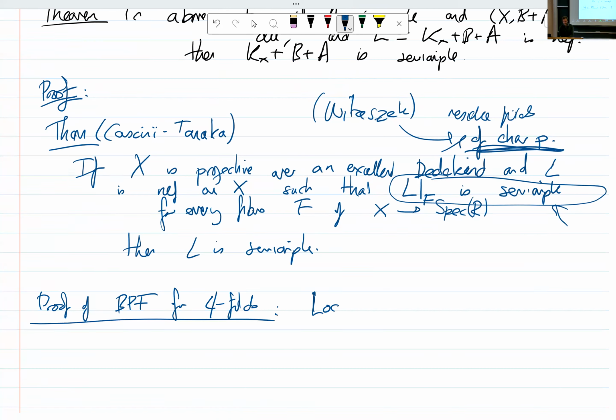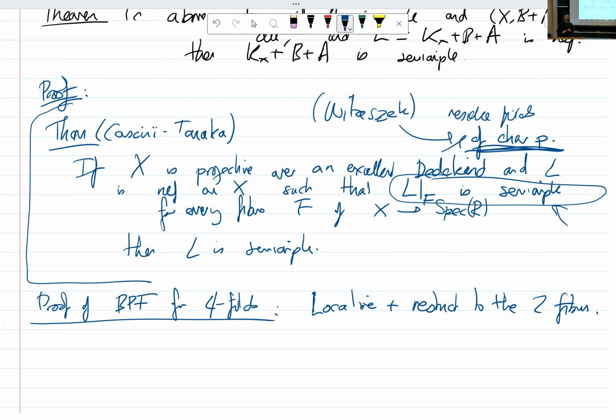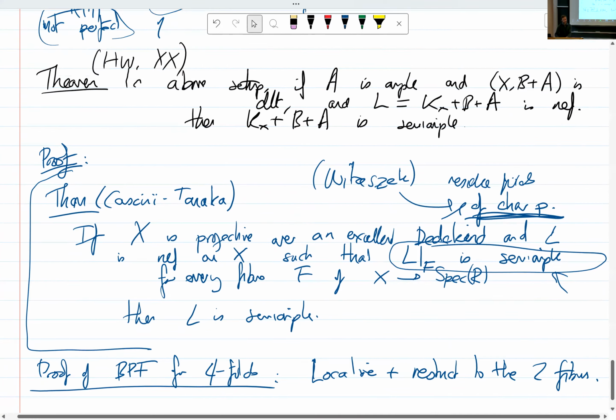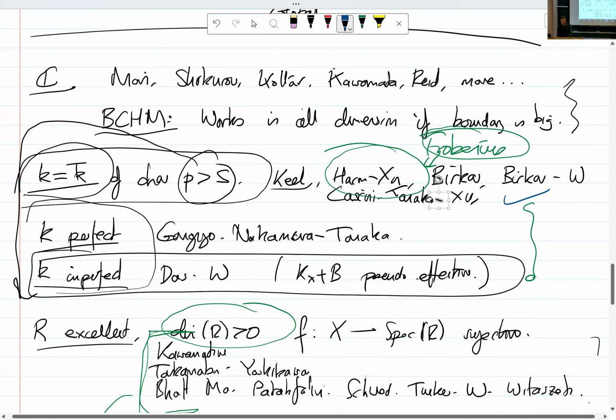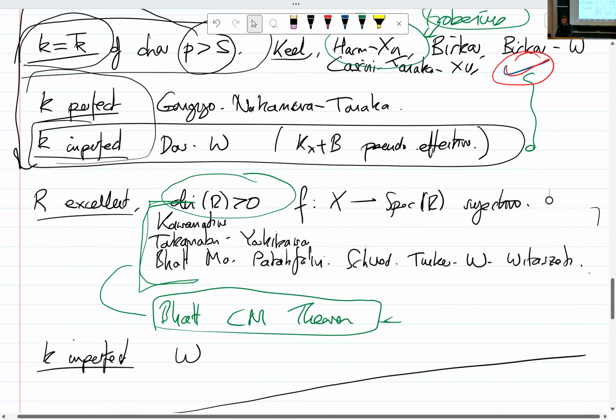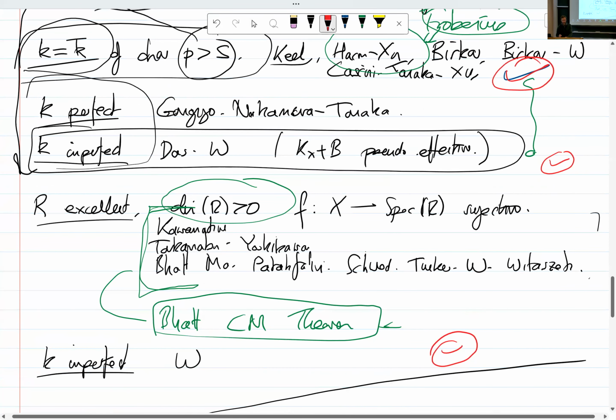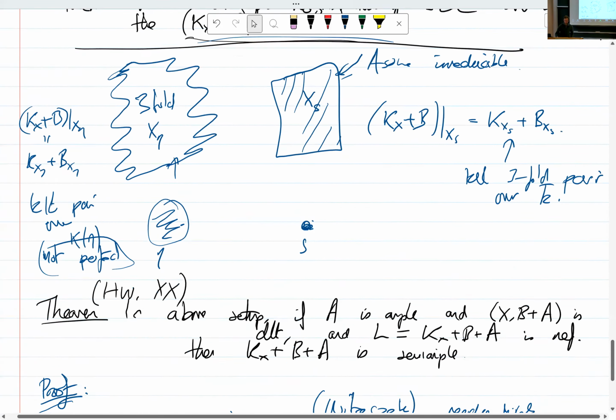Well, localize and restrict to the 2 fibers. Okay, they're both threefolds, so we can do that. And now, using the base point free theorem for, well, threefolds over fields, we win. Okay, so we just used, well, this one on the special fiber, and, well, this one and this one on the generic fiber.